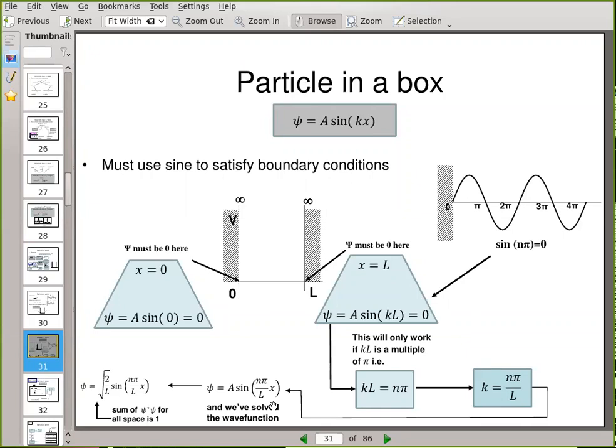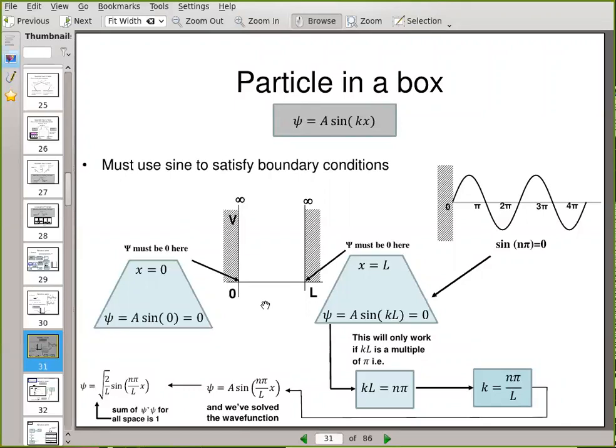Now, one thing we're not going to go into detail with is the value of this constant a, and the value of it is square root 2 over L. That is a requirement because you want the total probability over the whole length of that cell to be 100%. So what we've got to do is scale the sine function to make sure that the total probability density is 1 over that.